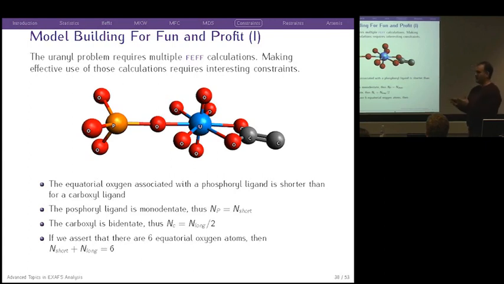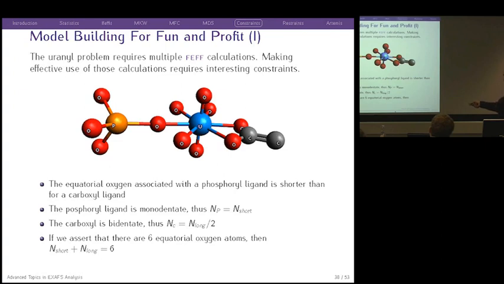So if you have a phosphorus atom, you have a short oxygen atom. If there are, say, 3 phosphoryl ligands, there are 3 phosphorus scatterers, and that means there are 3 oxygen atoms at the shorter distance. So the number of P's is equal to the number of shorts. Similarly, the carbon atom is bidentate, so if there is a carbon scatterer, there are 2 longer oxygen scatterers. So the number of carbon atoms is equal to half the number of long oxygen atoms.